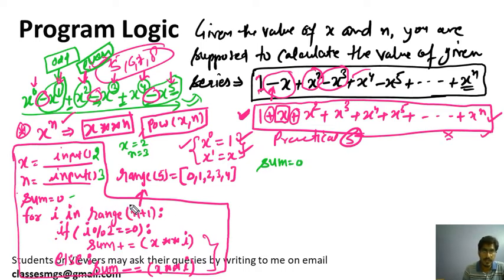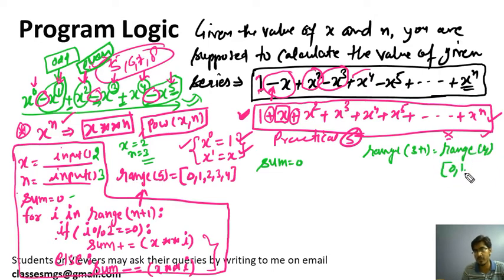Now what syntax will come for this range function? Range n plus 1. N plus 1 means 3 plus 1, 3 plus 1 is 4. So range 4 will return what? The list of numbers from 0 to n minus 1. So 0 1 2 3, up to 3 it will return. Okay, so one by one this value will come in this variable i.